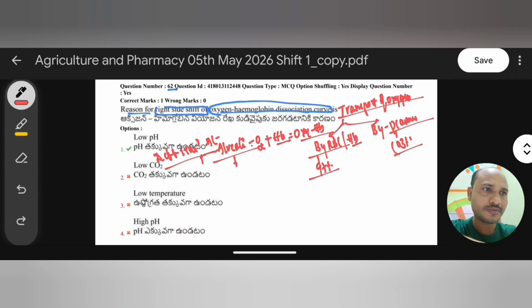Because in alveoli we have more oxygen, so here the partial pressure of oxygen is more, hence it binds with hemoglobin. When the partial pressure of oxygen is more, very important, and the partial pressure of carbon dioxide is less, the temperature is also less and pH is also less. So these are the conditions which favor the binding of oxygen to the hemoglobin at the alveoli level.